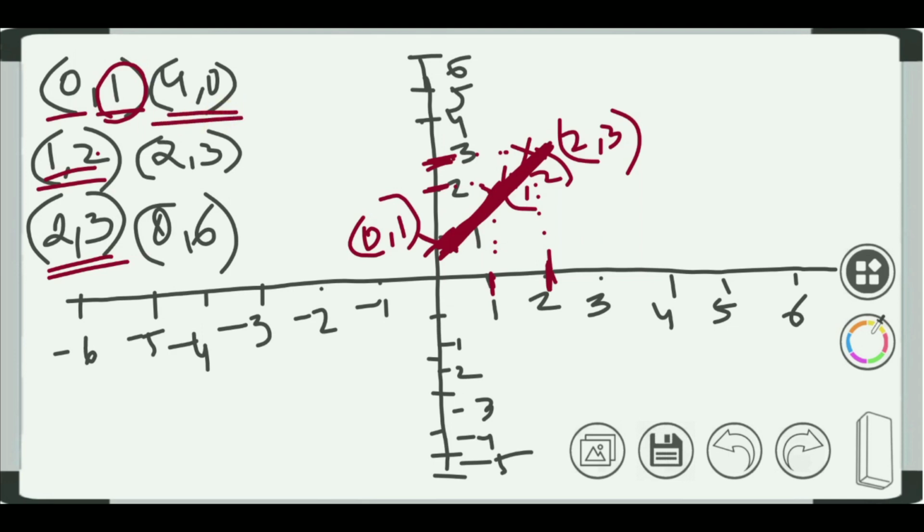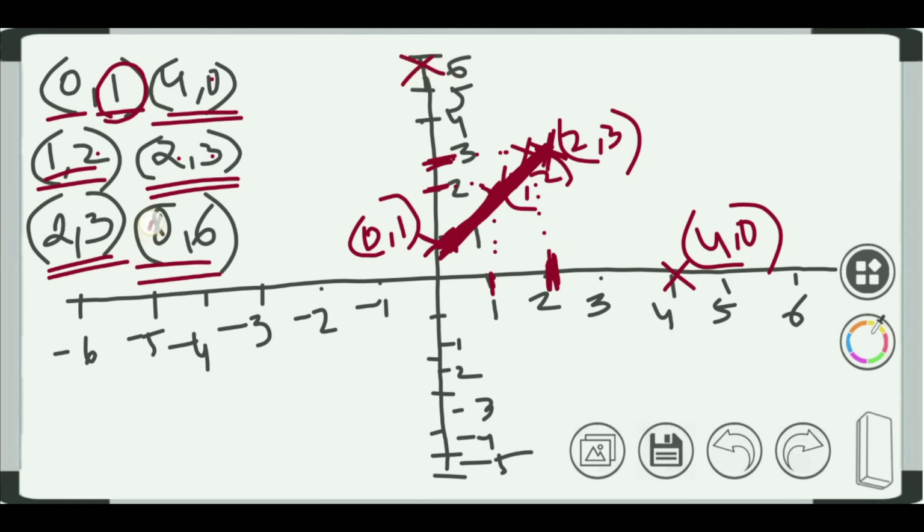Now equation number 2. 4 and 0. In x-axis 4, y-axis 0. That means there is nothing on y-axis. Here 4, 0. 2, 3. X-axis 2, y-axis 3. That means the same point, 2, 3. Okay. Now 0 and 6. In y-axis 6. X-axis 0. That means nothing is there on x-axis. This is your 0, 6.